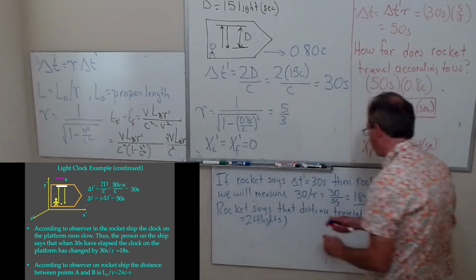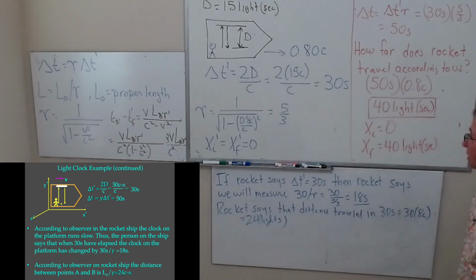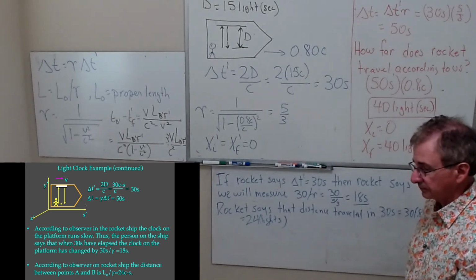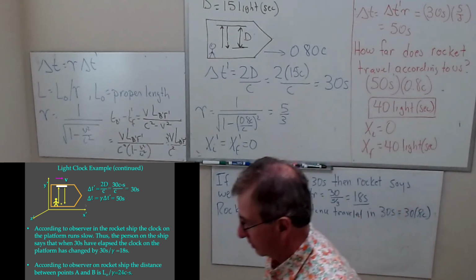And you can calculate it different ways, either from that or from using this value and dividing by gamma.